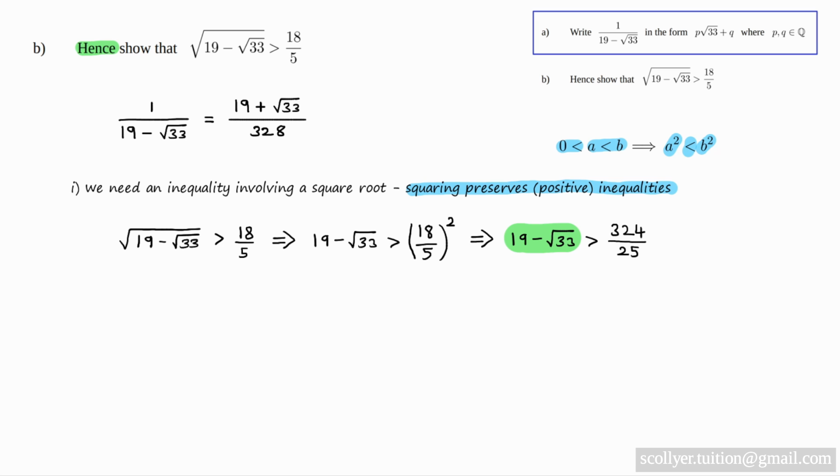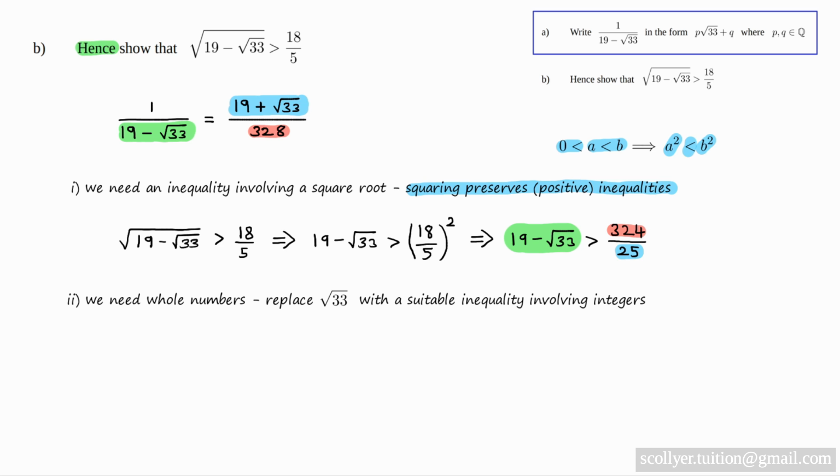And we can note that 19 minus root 33 appears in the denominator of the result from part A. And we can also note that the 324 in the numerator of our new fraction is numerically quite close to the 328 in the denominator of the result from part A. And we further note that the 25 in the denominator is numerically quite similar to the 19 plus root 33 in the numerator of the same expression.